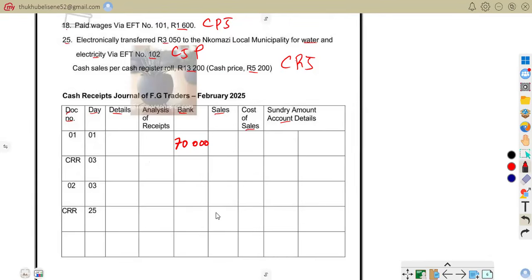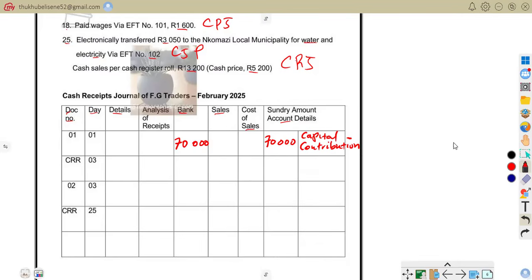70,000. So what is this money for? This is for capital contribution. Do you have any column for capital here? We don't have it. So once we don't have it, we are going to record it under sundry amount. So under sundry amount, this is 70,000. And then you have to give what? The details, account detail. This is for capital contribution. That is on the first.